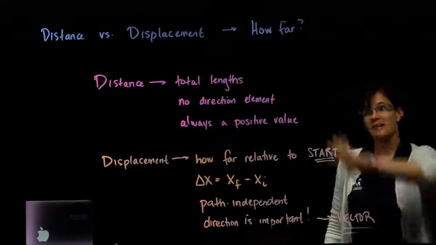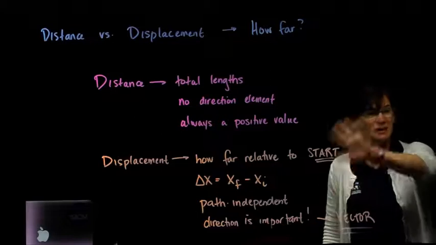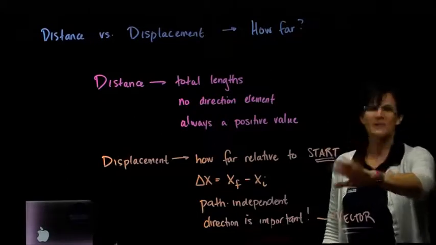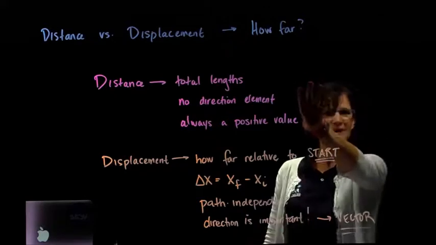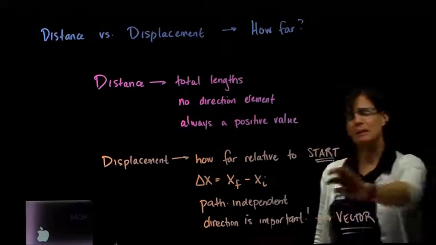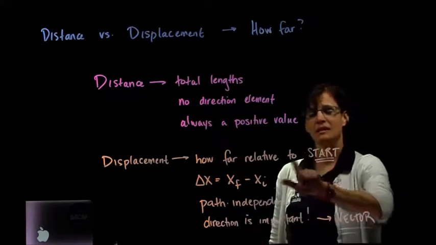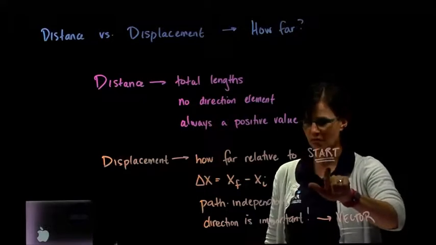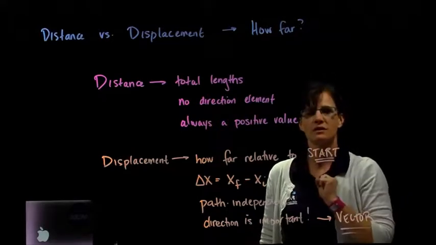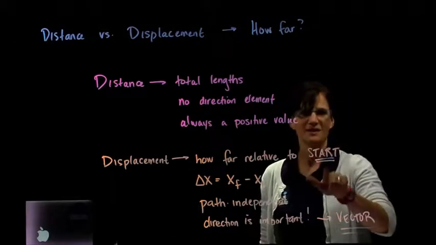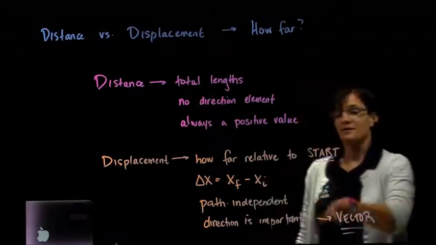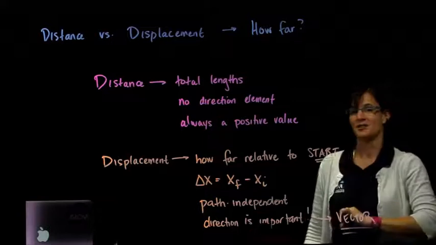All right, so by definition, those are our differences. In the next video or in a different video, we'll do some examples of that. Distance, just total lengths. Displacement, where I am relative to the start. And the key is to the start of the object's position. Not the world, but to the start. It's a vector. We have to pay attention to direction.